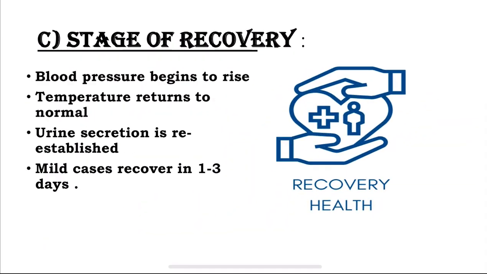Then comes the stage of recovery. The blood pressure will begin to rise, and then the temperature will return to normal. Urine secretion will be re-established. The mild cases will recover in just 1 to 3 days. Is it clear? BP will be recordable, temperature coming to normal, urine secretion re-established.